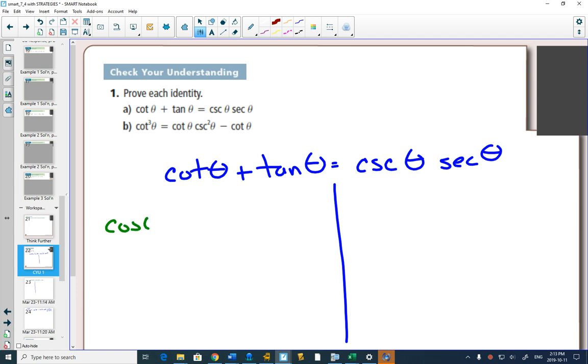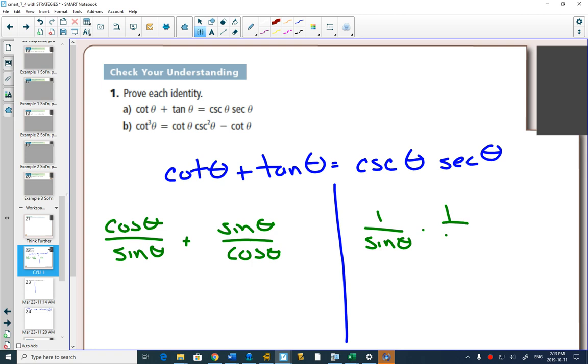Cotangent is cos theta over sine theta. Tangent is sine theta over cos theta. Cosecant is 1 over sine theta. Secant is 1 over cos theta. Change everything to sine and cos, and then step 2 of that strategy is write both sides as a single fraction. Well, the right-hand side, what's our rule for multiplying fractions? Multiply your numerators. 1 times 1 is 1. Multiply your denominators. We will get 1 over sine theta cos theta.